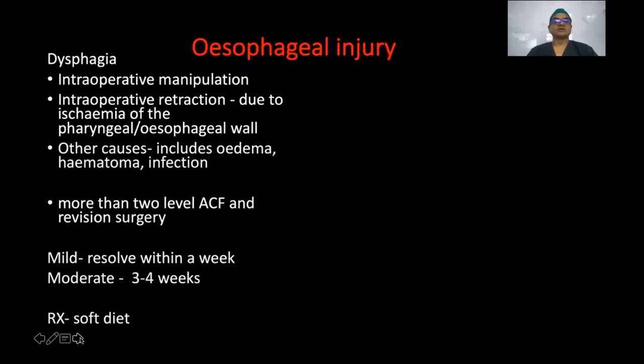Another problem is esophageal injury. The commonest one is dysphagia, because of intraoperative manipulation, that is, because of ischemia of the pharyngeal or esophageal wall. Other causes include edema, hematoma, and infection. Chances increase after more than 2 levels of ACDF and in revision surgery. Most patients will have a resolution of symptoms within a week, sometimes it takes months. Most of these patients can be treated with a soft diet orally or a Ryle's tube. The role of steroids is debatable in this condition.